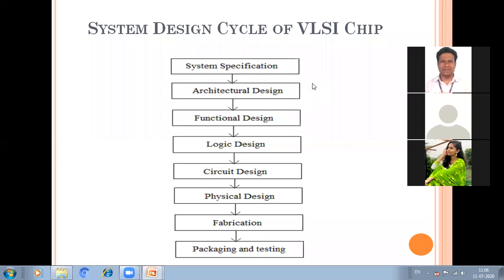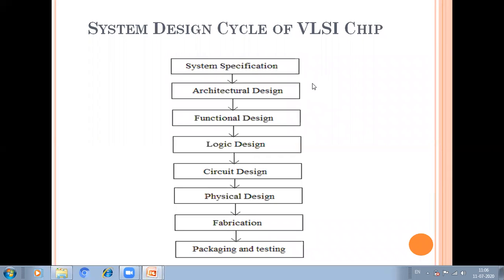Structural, behavioral, data flow architectural. These are the methodologies we already understand with the fundamentals of HDL.